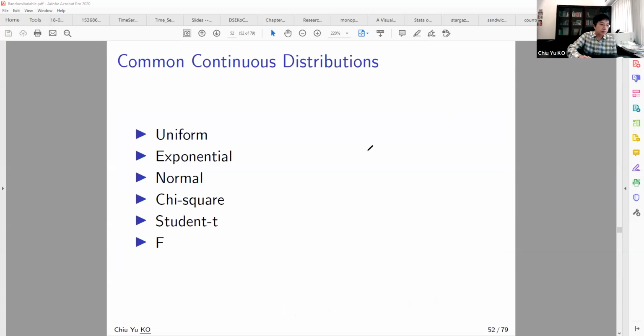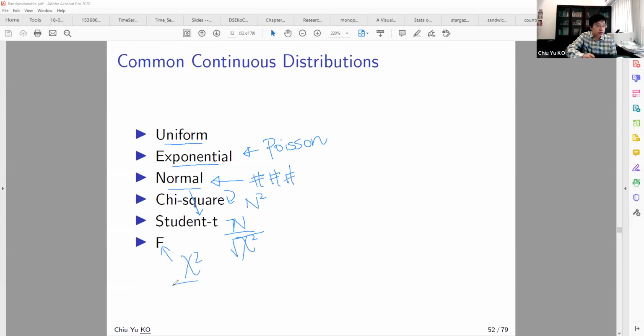Here we will tell you the basic distributions. Here is the uniform, and the exponential. Exponential actually is related to Poisson. And the normal is something that we will use very often. This is very, very important. The chi-square is just a normal squared. And the student t is related to a standard normal over the square root of a chi-square. Later you will see. And the F is related to the ratio of two chi-squares. But we'll define them more properly.